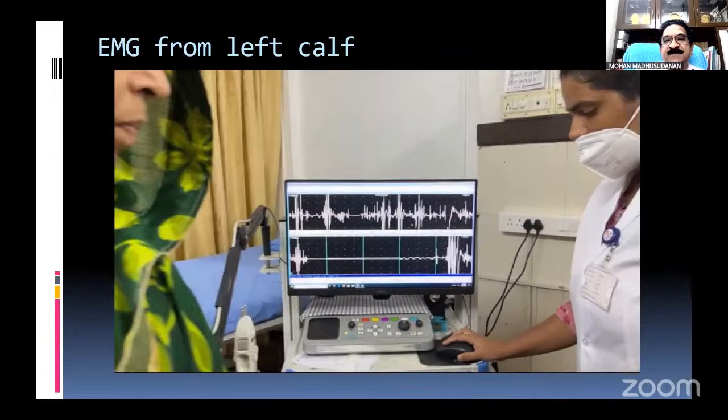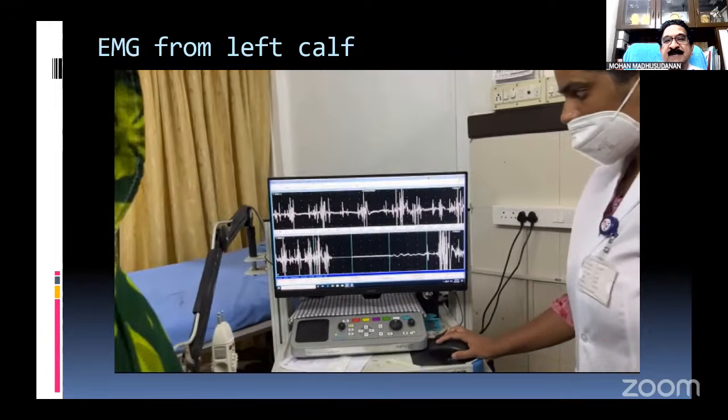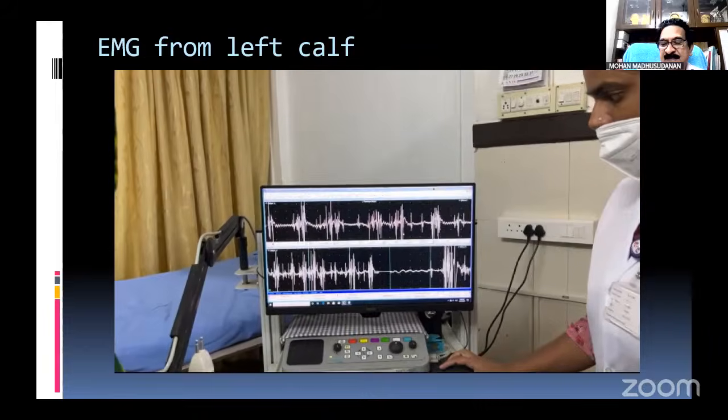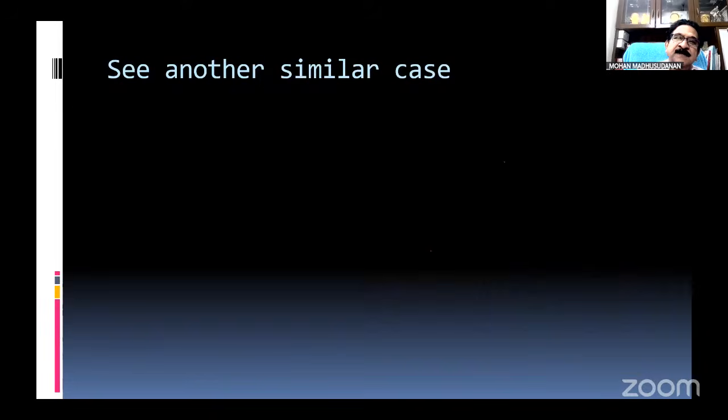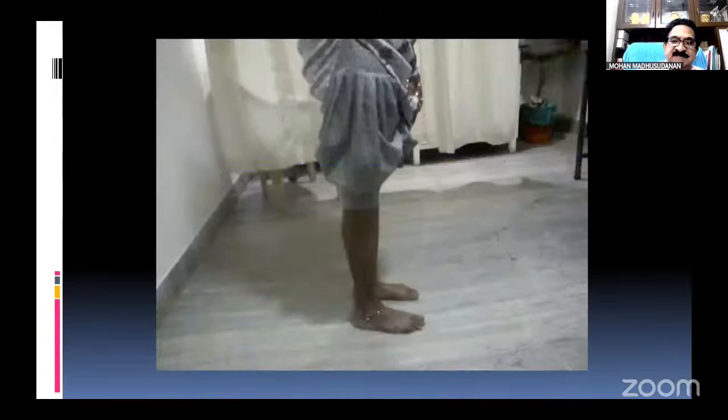Just like the previous one, but a burst of activity coming in the middle, just with the myoclonus. So see another similar case.